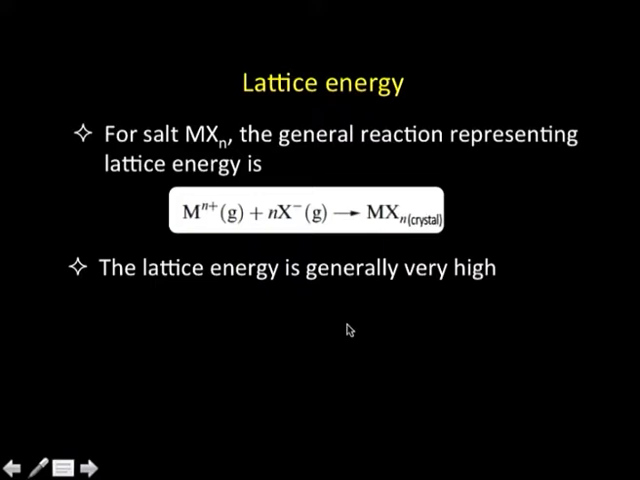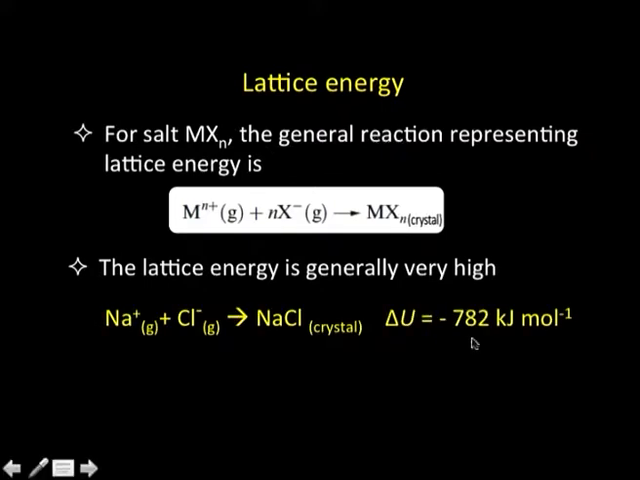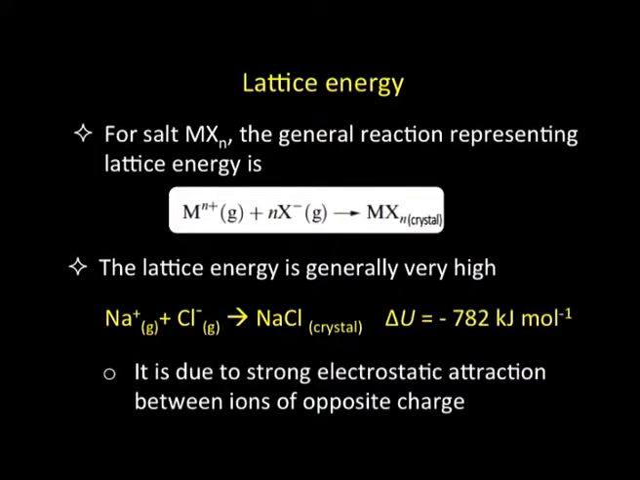Another thing we have to take note of is that lattice energy is generally very high. It is a large amount of energy released. For NaCl, the value happens to be about 782 kilojoules per mole, which is an enormously large amount of energy. The reason for this is that the whole process of lattice formation involves the electrostatic interaction between the oppositely charged ions, and this ion-ion interaction is very strong. So, the energy is large because of strong electrostatic attraction between the ions of opposite charge. Okay, so that is about what lattice energy is and why it is so high.